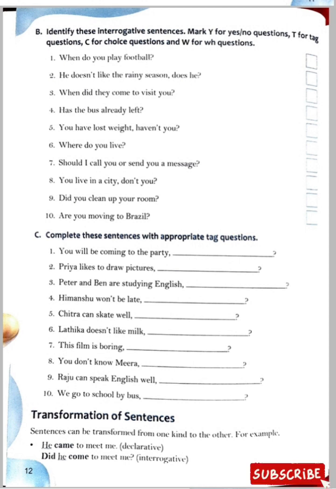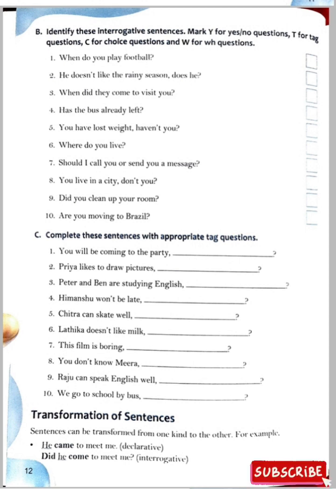Maria is leaving for Morocco tomorrow. Declarative sentence. Pay attention. Imperative sentence. Many roads are still blocked. Declarative sentence. So, now we'll discuss the answers of exercise B. In exercise B, here it is written, identify these interrogative sentences. Mark Y for yes-no questions, T for tag questions, C for choice questions, and W for WH questions.